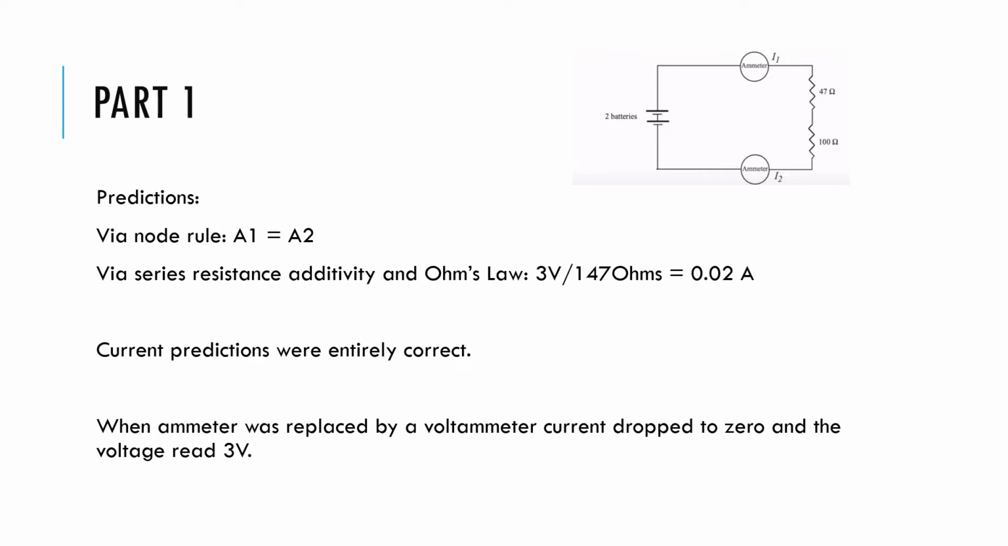And when the ammeter was replaced completely by a voltmeter, the current dropped to zero. That's because, as I was just talking about, the voltmeters in the simulation have infinite resistance. They allow no current to flow. So basically, it was just measuring the potential difference on either side of the two batteries in series, which was 3 volts. That's why it read 3 volts.